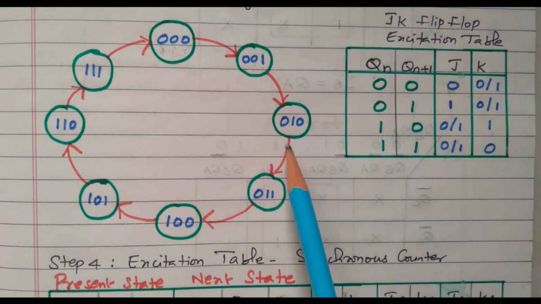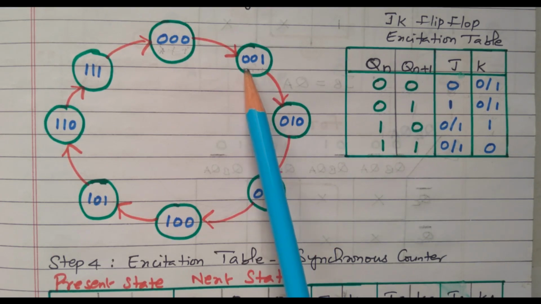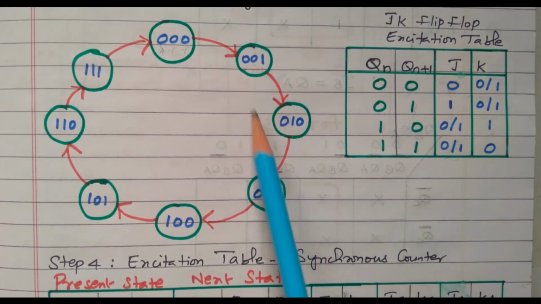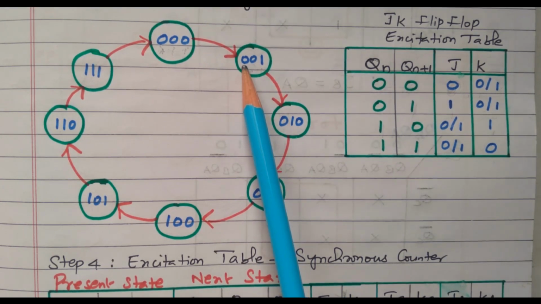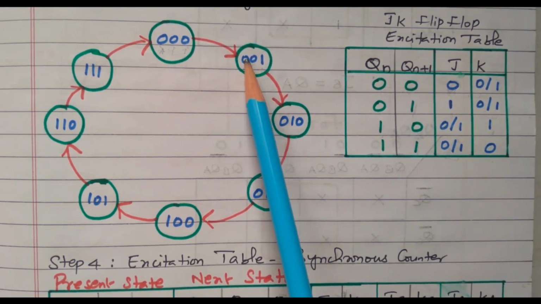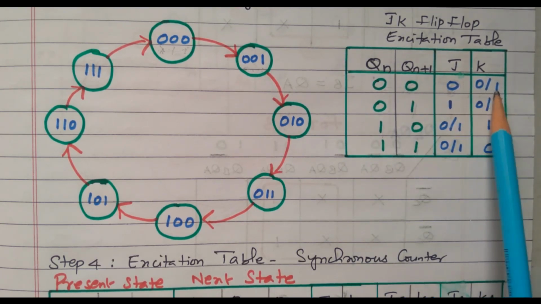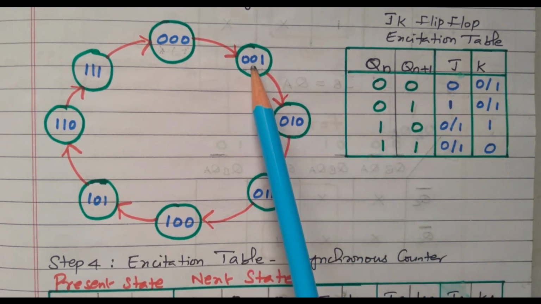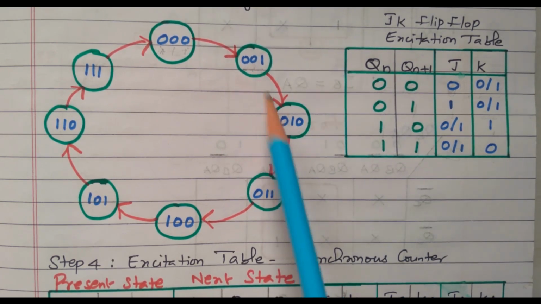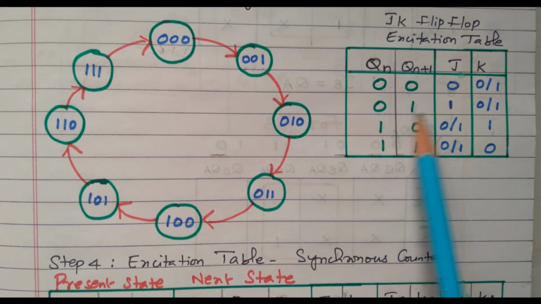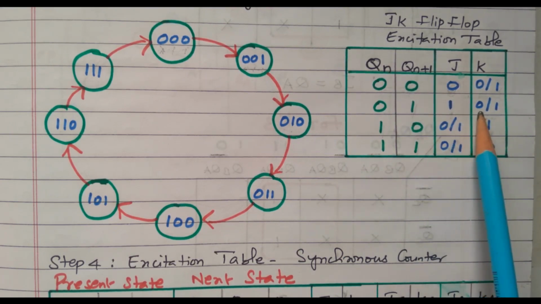Similarly we need to identify, we will go for one more state 0 0 1, right. Now it changes to 0 1 0. This is the flip-flop C. C is from 0 to 0, there is no change, right. What we need? J is 0, K may be 0 or 1. Then the second flip-flop B changes from 0 to 1, right. If you want to go from 0 to 1, what is the input required? J is 1, K may be 0 or 1, right.